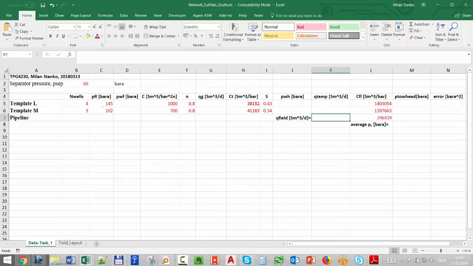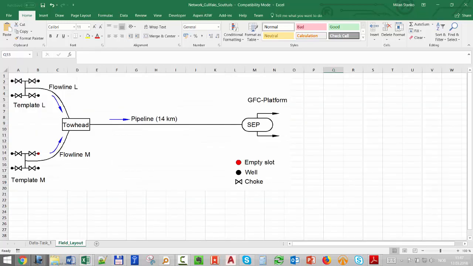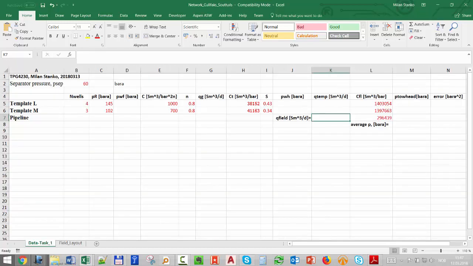Okay, we have separator pressure. We have the inflow part. We have the tubing part. Then we have the flow line. This system has a flow line going to the tow head, and then it has a long pipeline. So we have the pipeline, the 2 flow lines, and then we have the tow head.